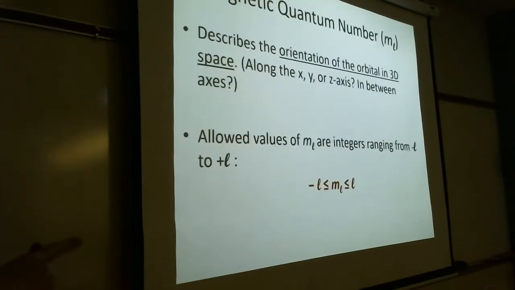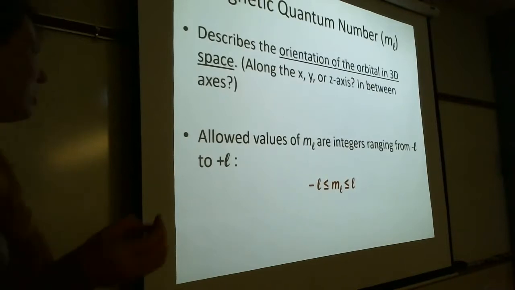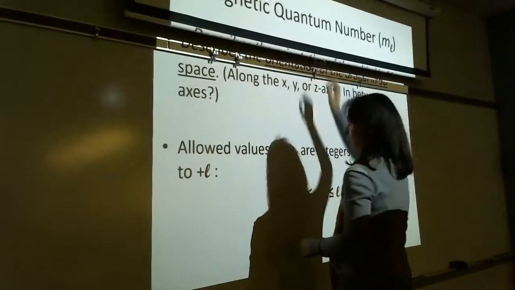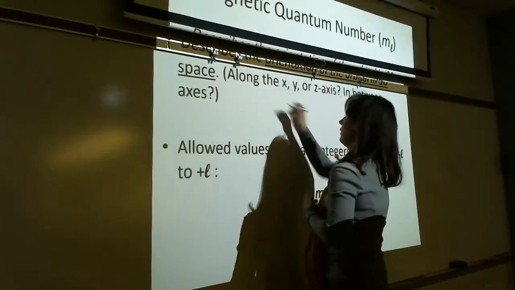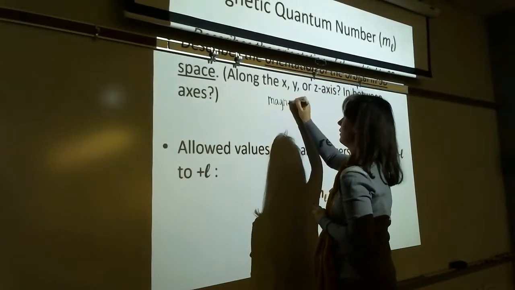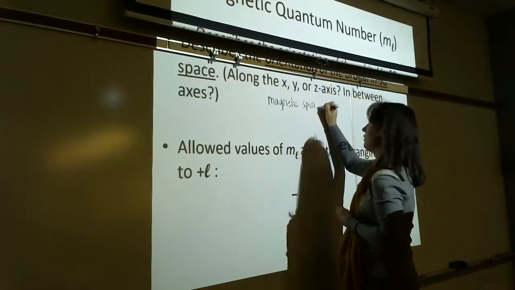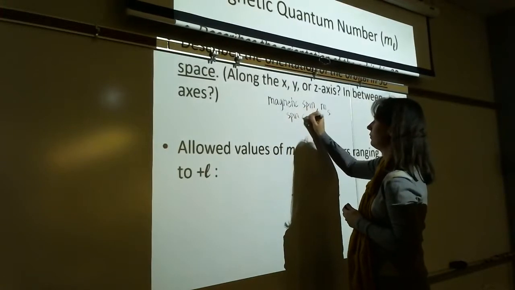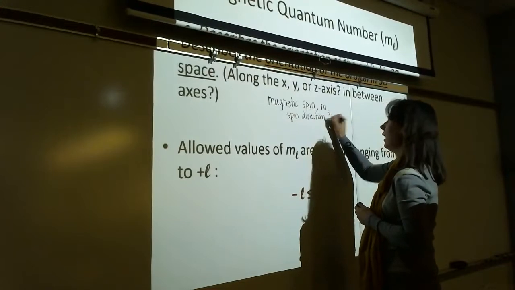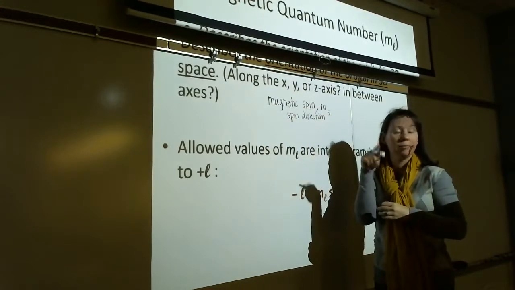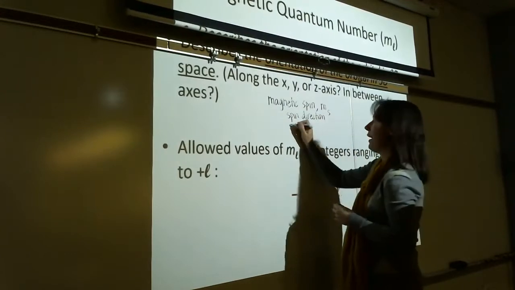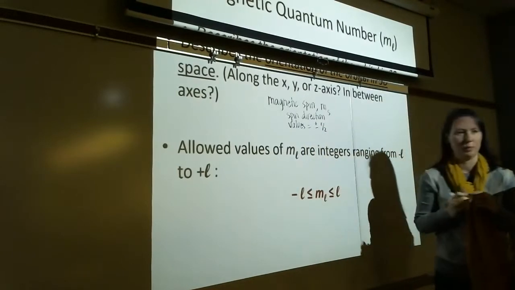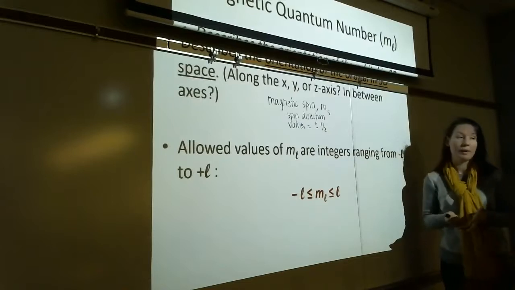And I don't have spin on here. We'll do it in a second. Actually, we can do it now. M sub S is the last one, so you can get all of them done. Magnetic spin, that's the fourth quantum number, which is M sub S. And this is spin direction. Is it clockwise or counterclockwise? So that electron is spinning. Is it spinning clockwise or spinning counterclockwise? The values are plus or minus 1/2. So that's why magnetic spin's easiest, because M sub S can only be plus or minus 1/2.